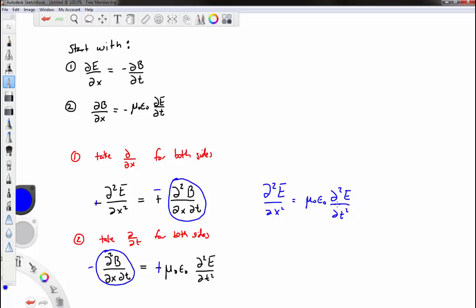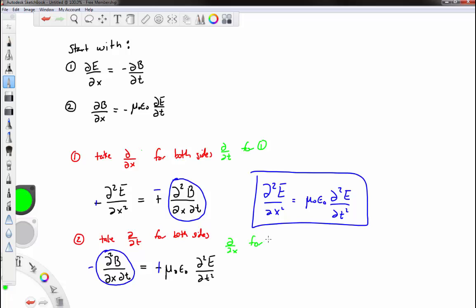We just derived this equation for the electric field. What about for the magnetic field? Well, if you want to do it for the magnetic field, then instead of taking d by dx of both sides, we do d by dt for one, and we do d by dx for 2.